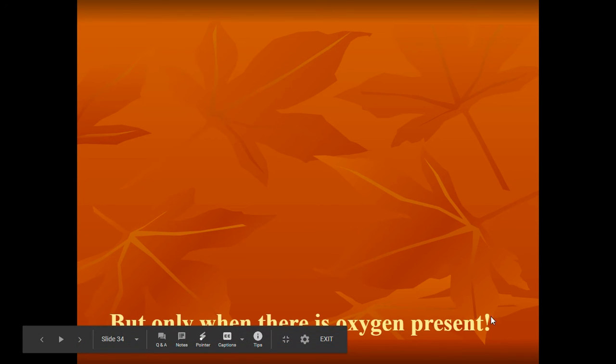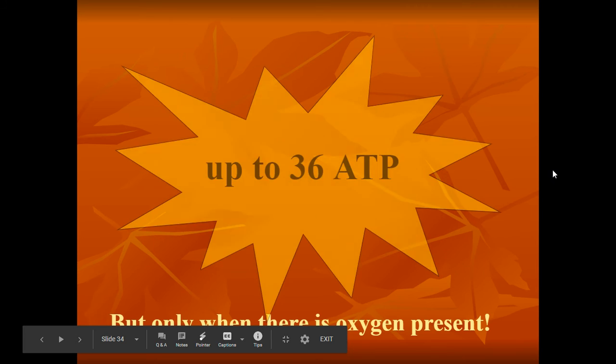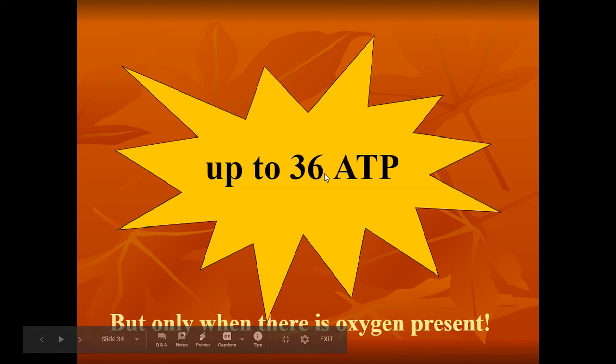And this is only when we have oxygen present. This only happens if we have an influx of oxygen because we need that oxygen to cart away this waste H2O that we don't need, or this waste H that we don't need. Okay? We get up to 36 ATP from this process alone, but only when oxygen is there. Okay?